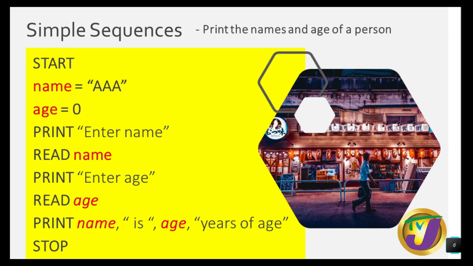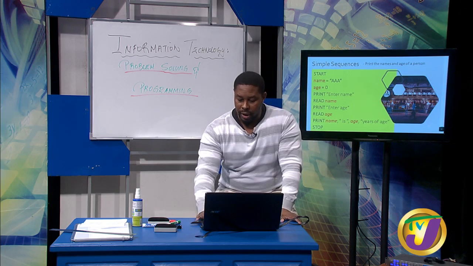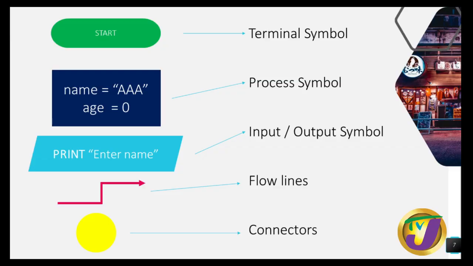All right, and then immediately after we have a stop. And so that is how we break down our simple sequence. It's just one basic code running right through that does one thing after the other, no change involved. All right, and now we're going to jump straight into how we represent it in flowcharts.